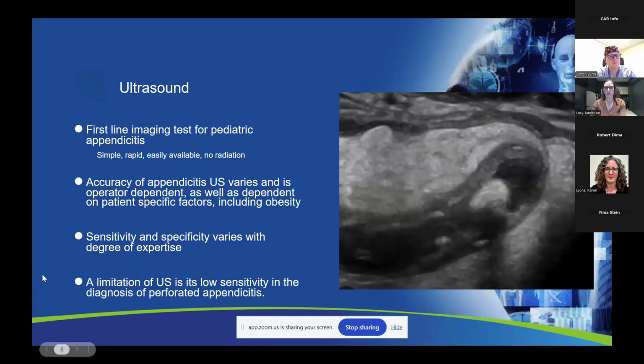It's simple, rapid, easily available, and no radiation. And the accuracy really depends on the operator and patient-specific factors such as obesity. One of the limitations is diagnosing perforated appendicitis, particularly if we're not seeing the distal portion of the appendix.